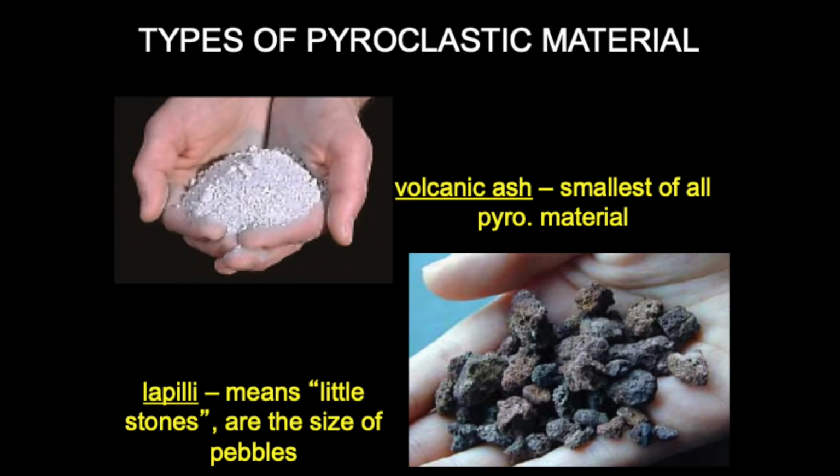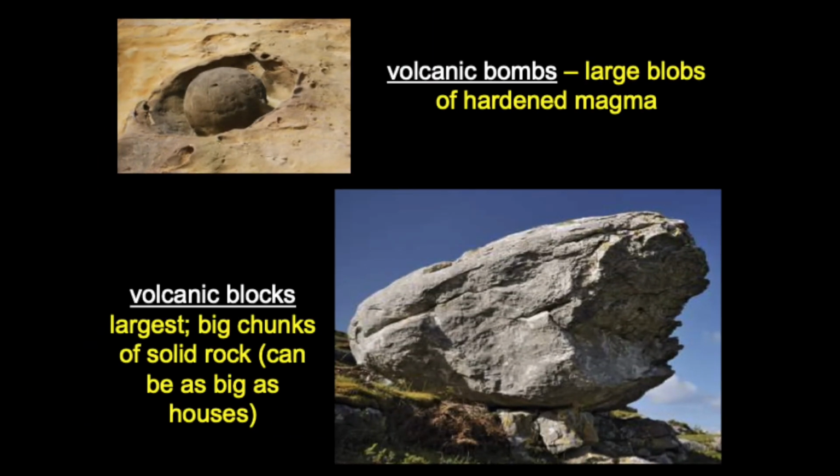Now there are two types of pyroclastic material. The first is called lapilli. It means little stones, and they're the size of pebbles. There's also volcanic ash. These are actually the smallest of the pyroclastic material, and as you can see they get larger. One is called a volcanic bomb. These are large blobs of hardened magma, and also volcanic blocks.